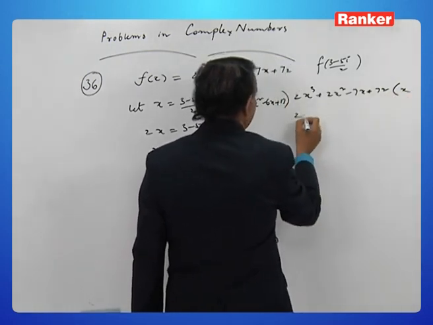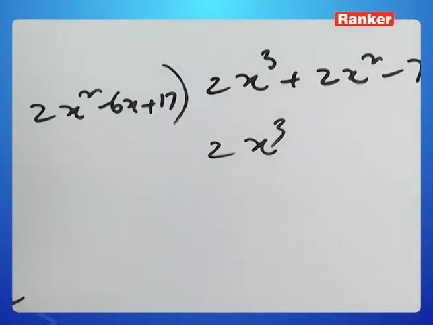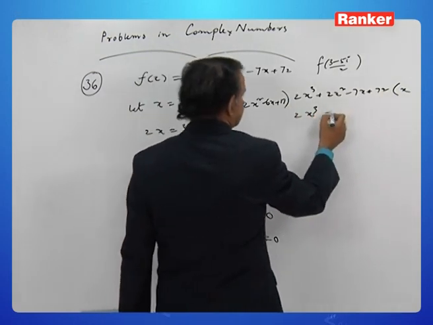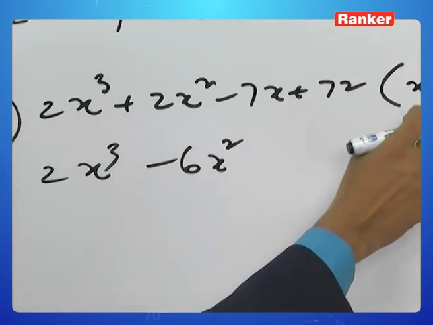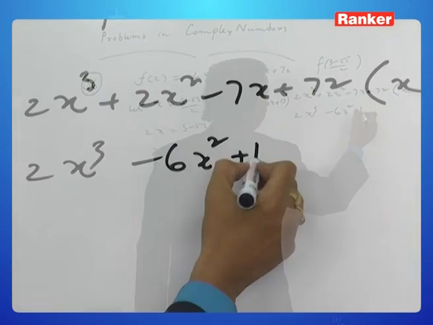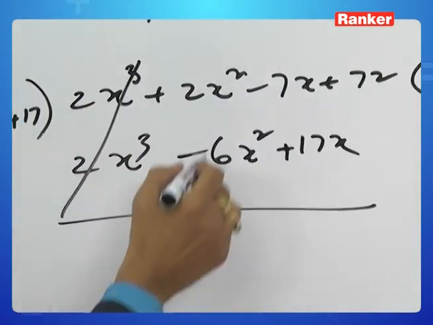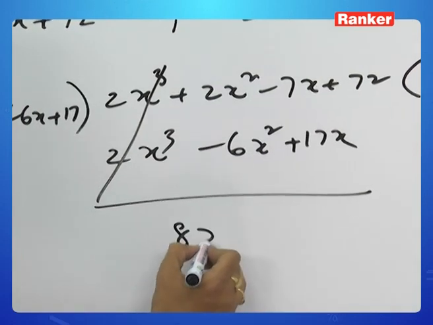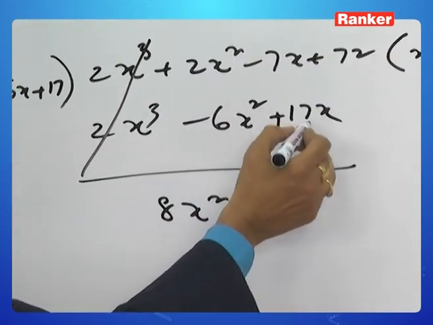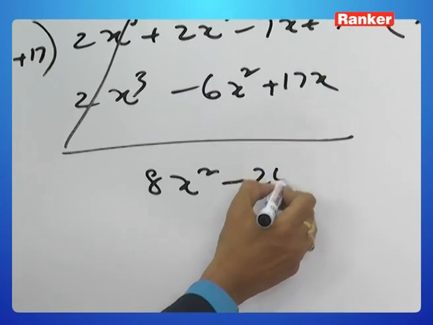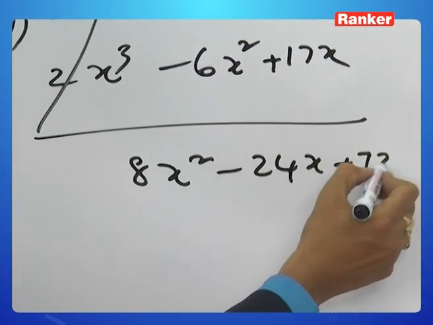x into 2x square is 2x cube. x into minus 6x is minus 6x square. x into 17 is 17x. Subtract here. These two will go away. 2x square plus 6x square is 8x square, minus 7 minus 17 is minus 24x, plus 72.